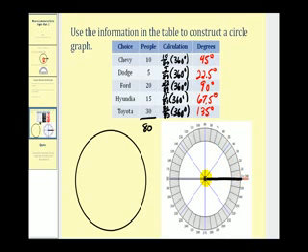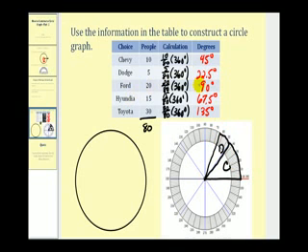45 degrees would be right here. So the first category would be in this sector. So I'll put a C for Chevy. The next category is 22.5 degrees. That's going to be approximately half of this sector here. So maybe somewhere in here. This is for the Dodge.